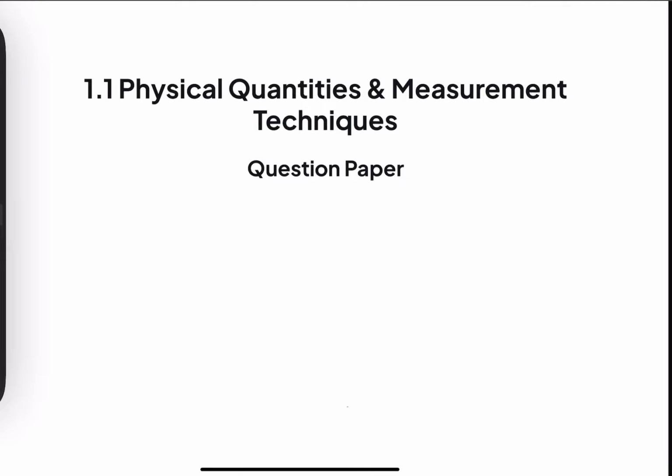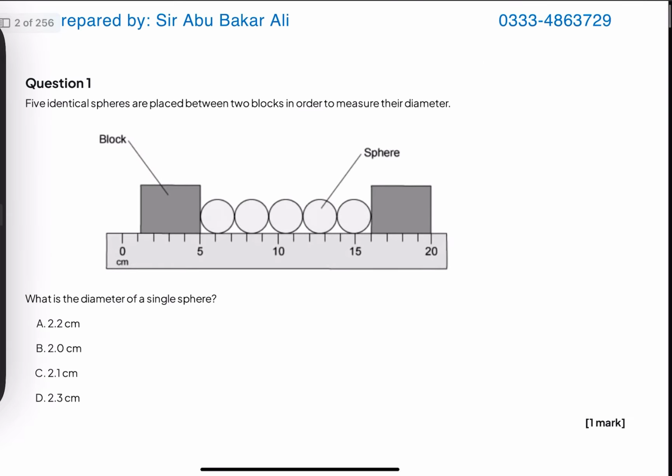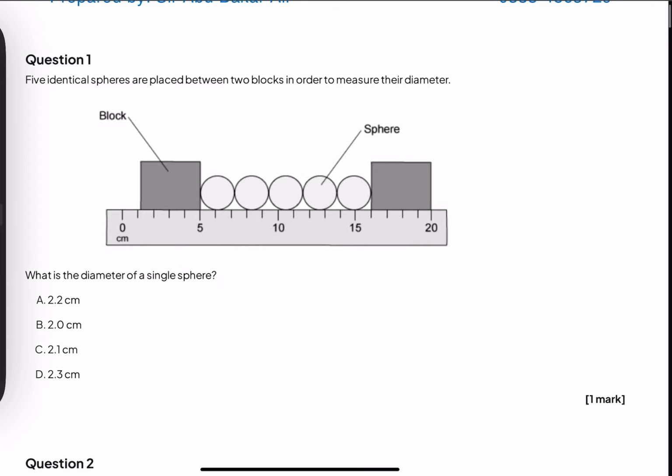We're going to start topical past paper questions of physical quantities and measurement technique. Starting with the first question: five identical spheres are placed between two blocks in order to measure their diameter. What is the diameter of a single sphere?